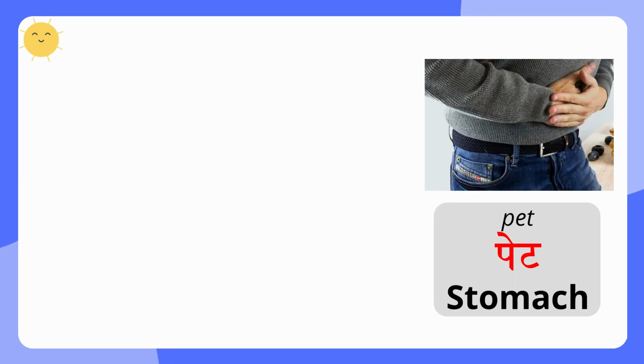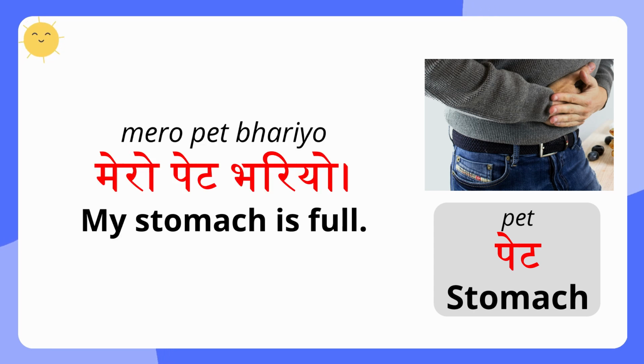Next word is stomach, which means पेट. Belly also means पेट. Stomach also means पेट. मेरो पेट भरियो. Here, मेरो means my, पेट means stomach, bhariyo means is full. Mero pet bhariyo. My stomach is full.